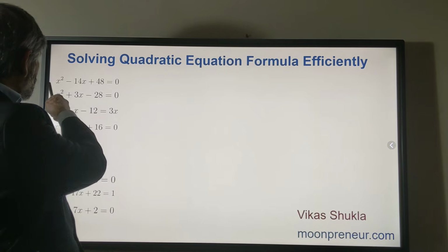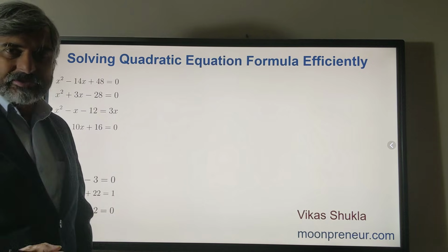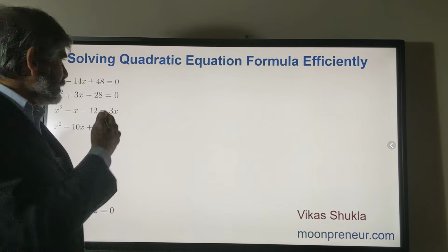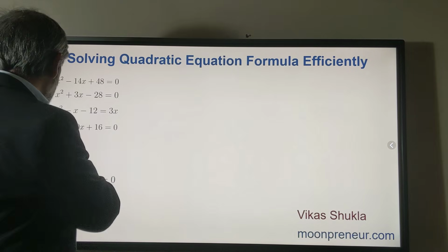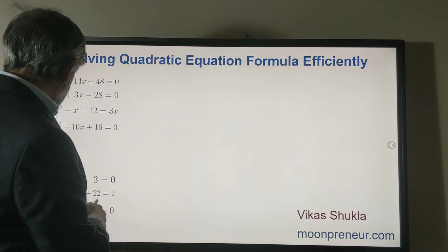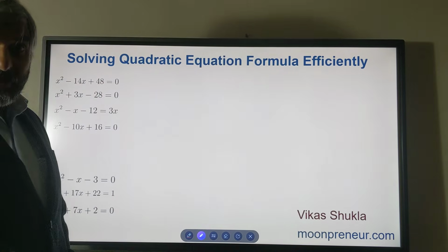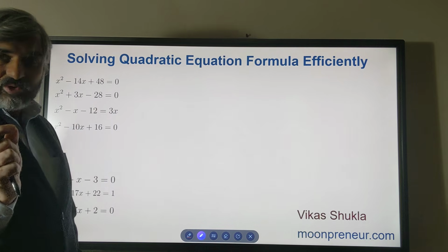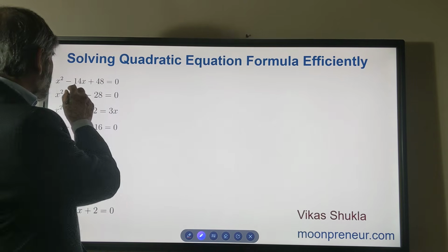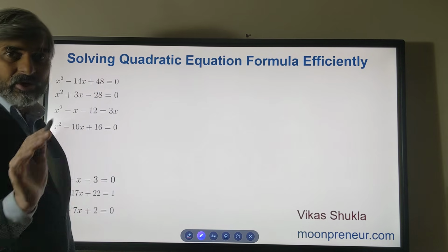When the factor of x square is 1, it's easy anyway, but I will walk you through some steps that will make you faster in these as well. So let's get started. Typically the way we solve this equation is by factorization, and to factorize this, what you do is you try to find two numbers of minus 14 such that they multiply to plus 48.